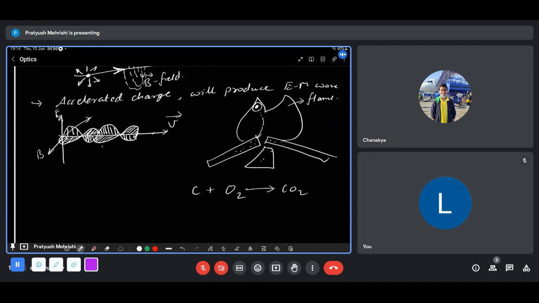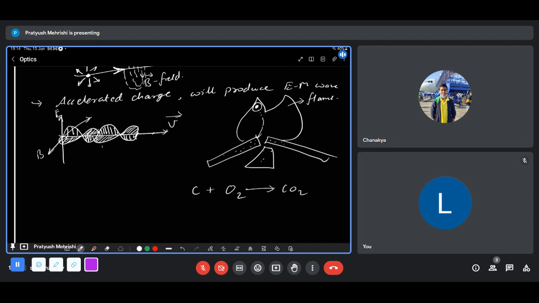When it meets the carbon atom, it will form a molecule of carbon dioxide, and then the electrons will settle there. They will not go any further. This electron will be stopped there. Again, a moving electron is coming to rest. It means deceleration. Acceleration, deceleration. Throughout the motion, the charge is being accelerated.